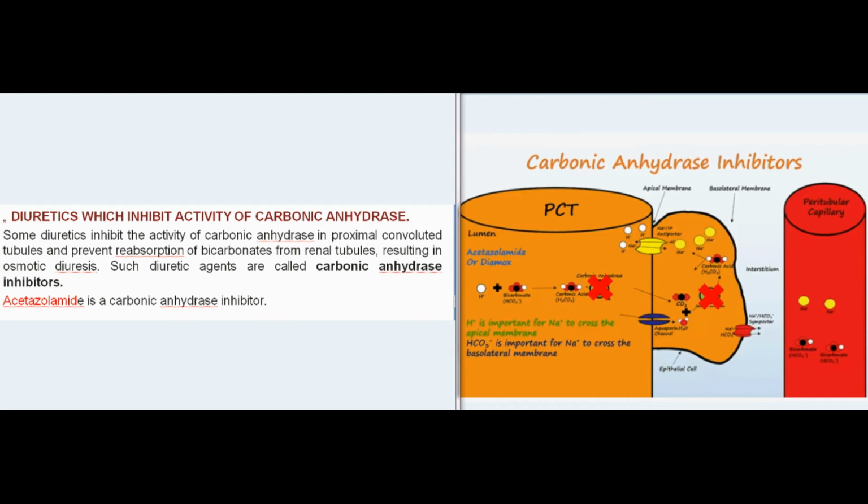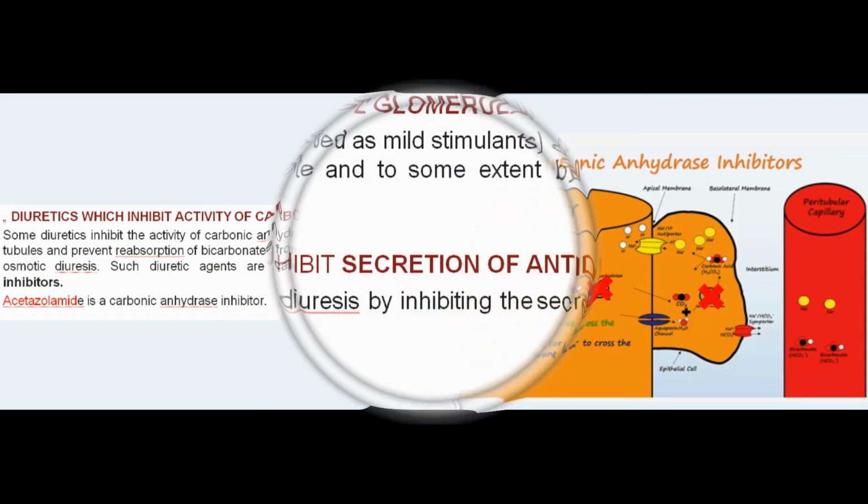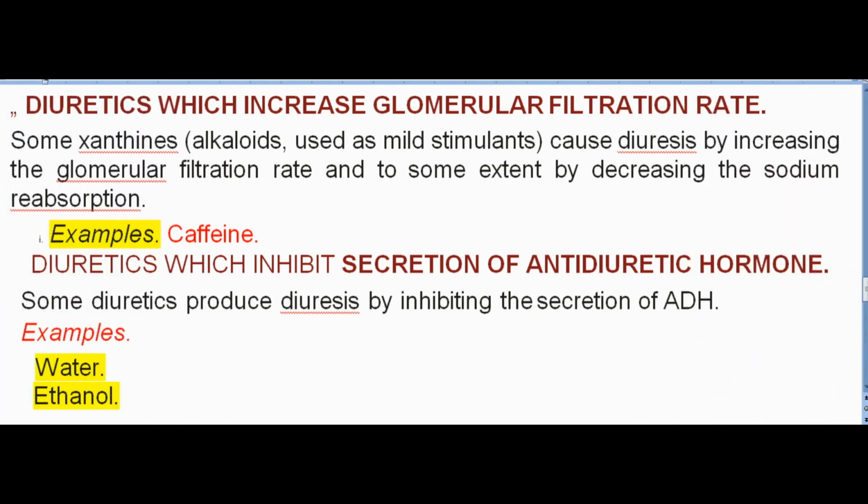Some diuretics inhibit the activity of carbonic anhydrase in proximal convoluted tubules and prevent reabsorption of bicarbonates from renal tubules, resulting in osmotic diuresis. Such diuretic agents are called carbonic anhydrase inhibitors. Acetazolamide is a carbonic anhydrase inhibitor. Diuretics which increase glomerular filtration rate. Some xanthines, alkaloids used as mild stimulants, cause diuresis by increasing the glomerular filtration rate and to some extent by decreasing the sodium reabsorption. Examples: caffeine.